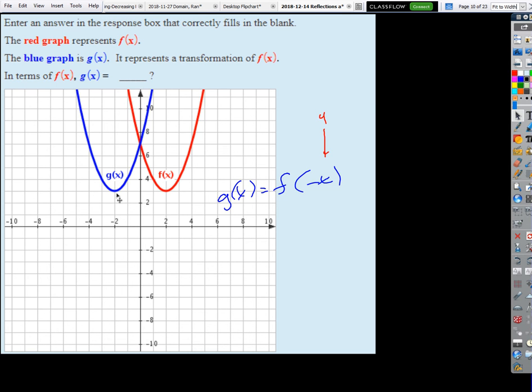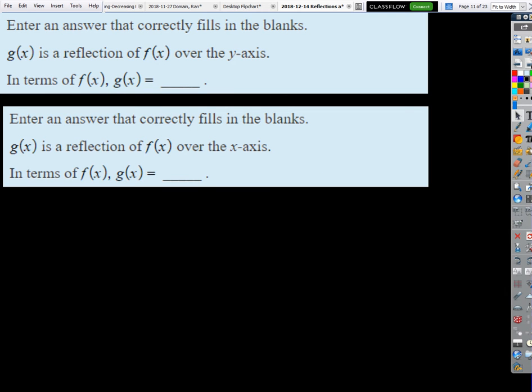Okay. What about something like this then? What if we want to write f of x in terms of g of x? If g of x is a reflection of f of x over the y-axis, what's g of x going to be? Over the y-axis. Negative f of x? Do we agree? We're going to reflect it over the y-axis.